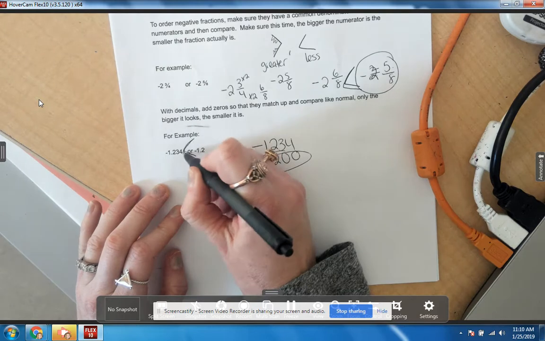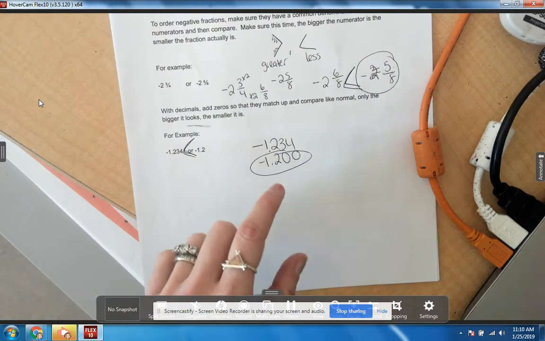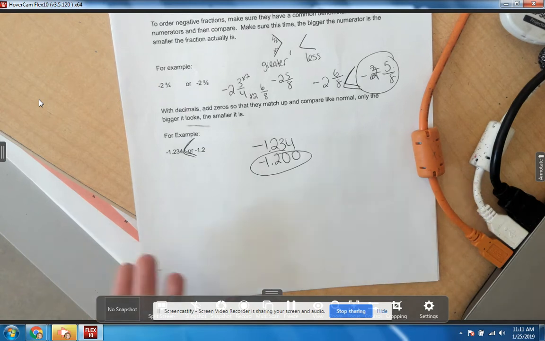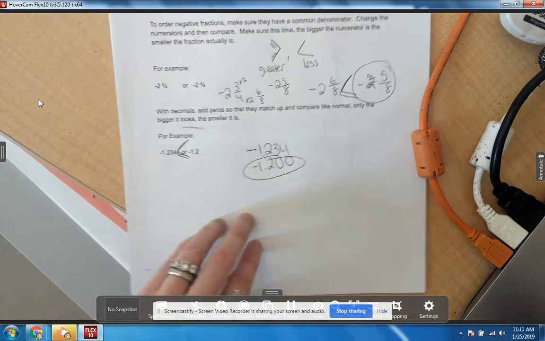So again, this number is smaller than this number. You add zeros, and then I pretend the decimal's not even there. So I just pretend it's like a number in the thousands. The smaller it looks, the bigger it is because they're negative.